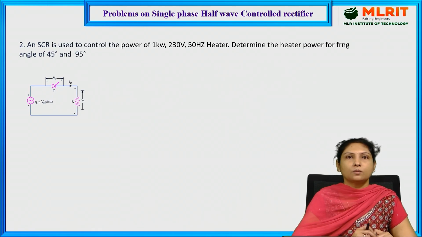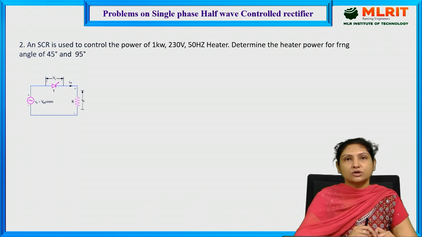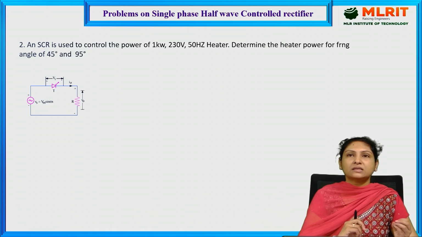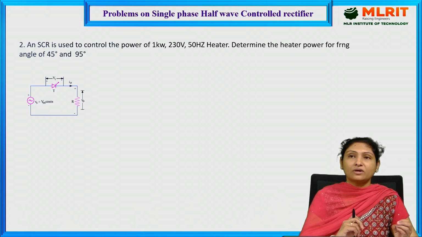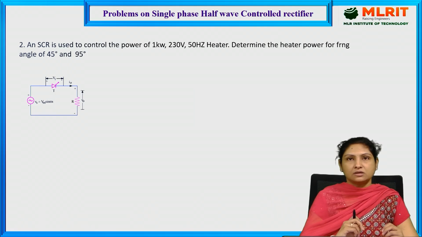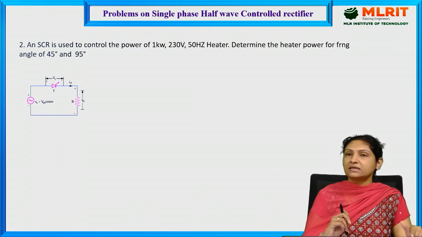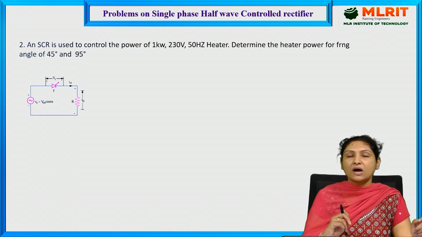And the second problem: an SCR is used to control the power of a 1 kilowatt, 230 volts, 50 Hz heater. Determine the heater power for firing angle of 45 degrees and 95 degrees. Here let us write down the given data, and this is clearly a single phase half wave controlled rectifier with R load.